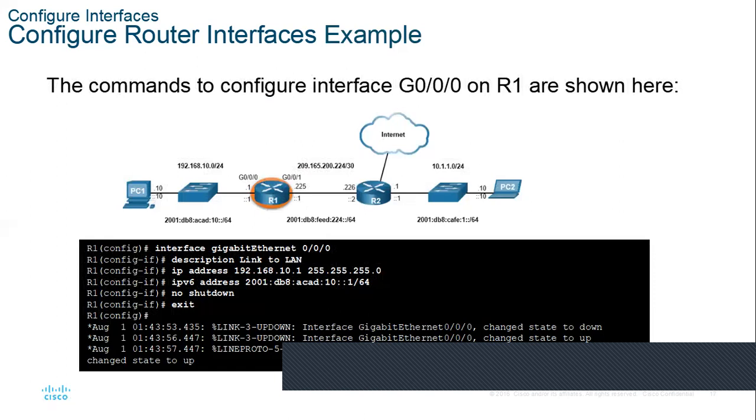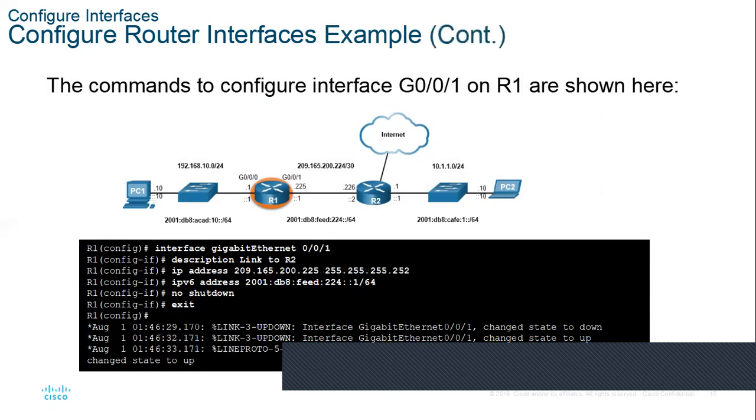So you can give it any name that you desire. You also want to assign an IP address to it. So you say 192.168.10.1, whatever is your choice with this subnet. Then give it an IPv6 address. Then you say no shutdown and you exit. Once you exit, it does all of the configuration and changes the state to up.